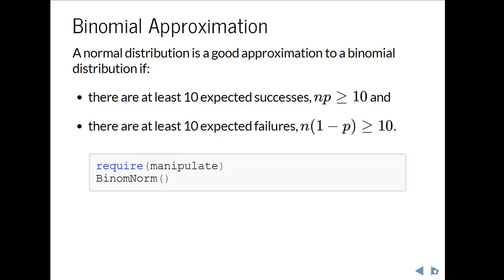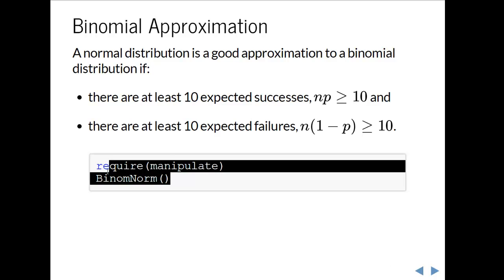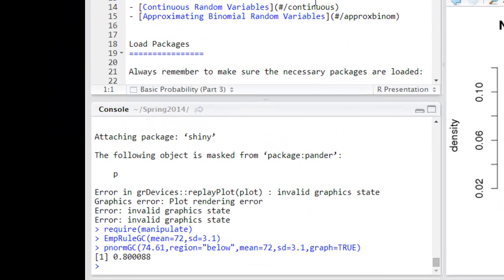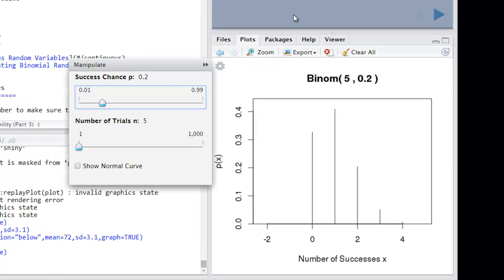You're going to see why this is useful in upcoming chapters, but let's take a look at this app, BinomNorm, in R to get a visual of how this is working. So I'm just going to copy and paste this code into RStudio. Your manipulate wheel pops up, and what you see here is the histogram of a binomial random variable where n is set at 5 and p is set at 20%, or 0.2. I know this histogram looks a little bit different than the histograms you're used to seeing. These spikes are just in place of the bars that you typically see when we plot histograms.